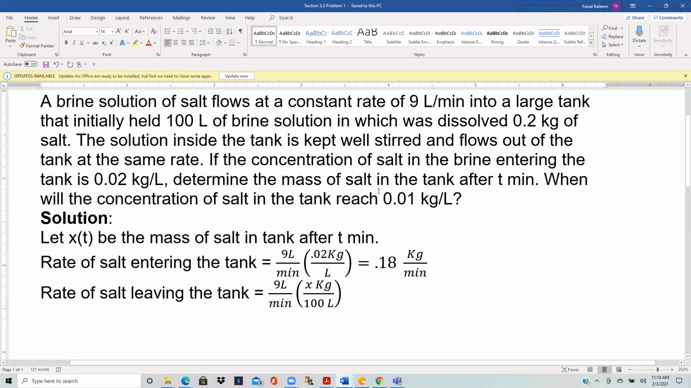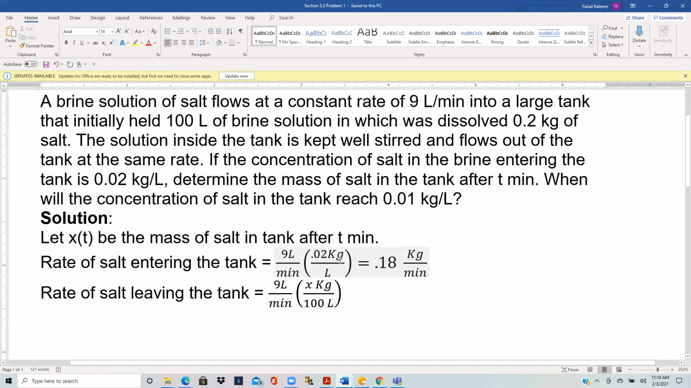Determine the mass of the salt in the tank. So let x of t be the mass of the salt in the tank after T minutes. The parenthesis t is just to indicate that the mass of the salt will depend on what the time is. Once we do the calculation, we will drop this t, and you can just think of x as being the mass of the salt in the tank after T minutes.